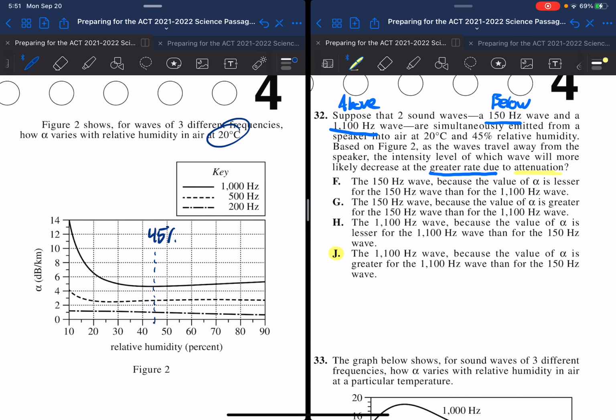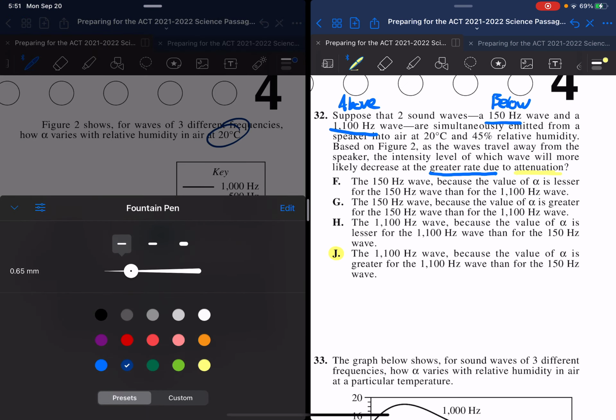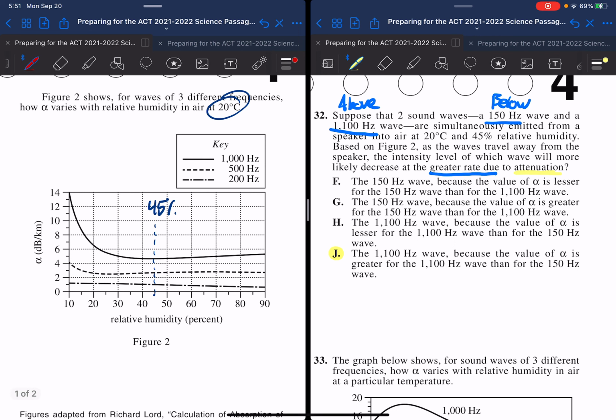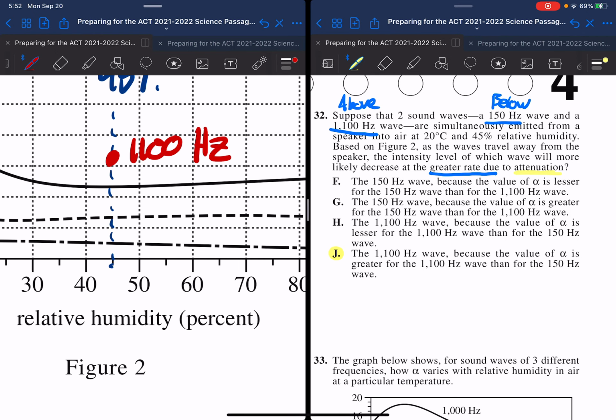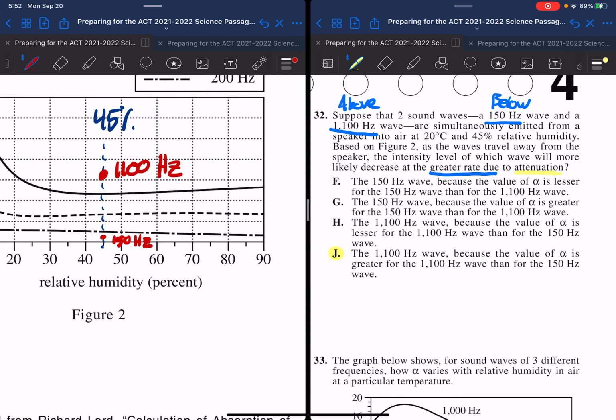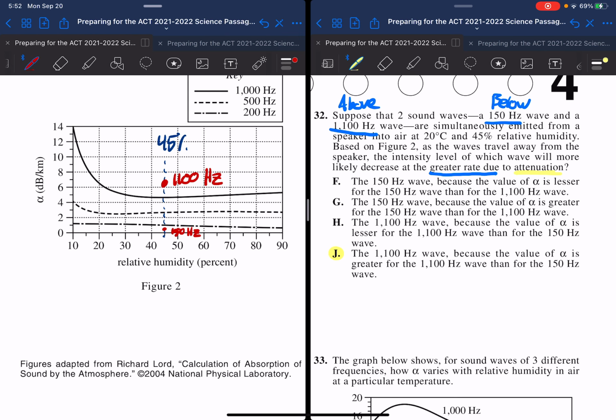So we only have 1,000, 500, and 200. So the question is, where is 1,100 likely to be? Somewhere out here. And where is 150 likely to be? Probably somewhere down here. So the question is, which will have the greater rate of decrease?